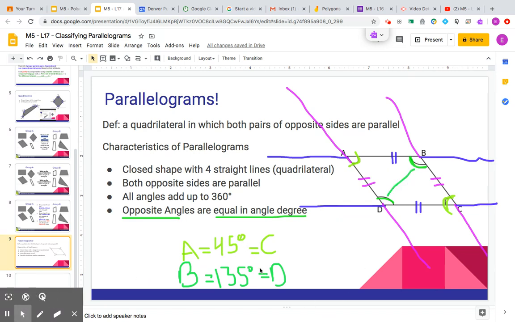I'm sorry for that pause. I had to make sure that with two angles of 45 and two angles of 135, that they both added up. All the angles together added up to 360 degrees, which they do. So think of parallelograms as matching opposites.